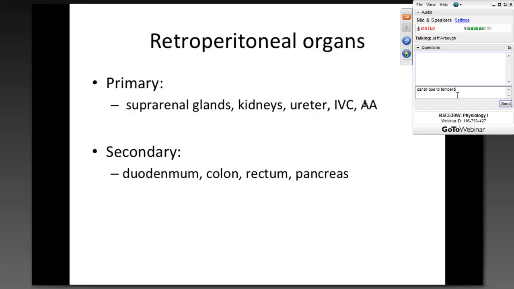And I see these say it again, but I'm not sure what that applies to. You want me to re-explain retroperitoneal primary versus secondary? Is that the question?